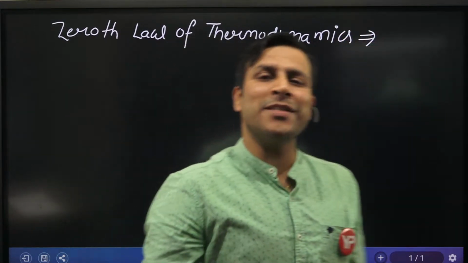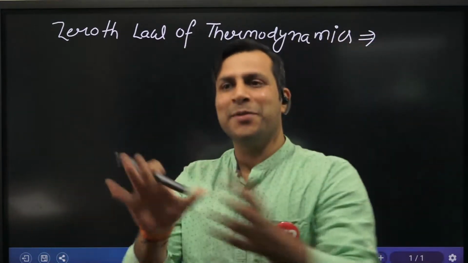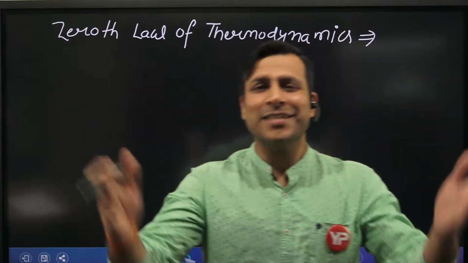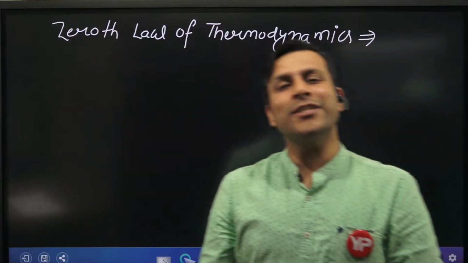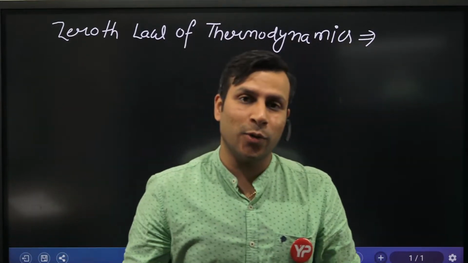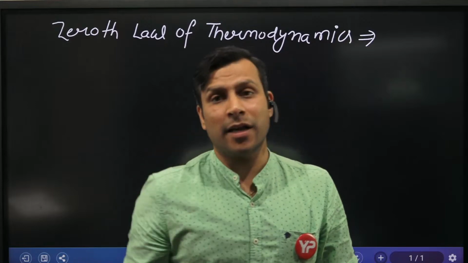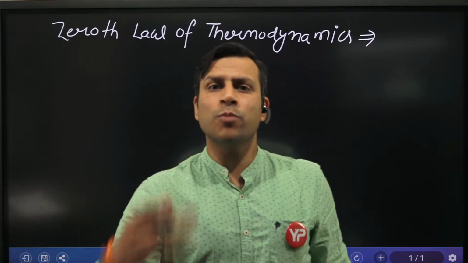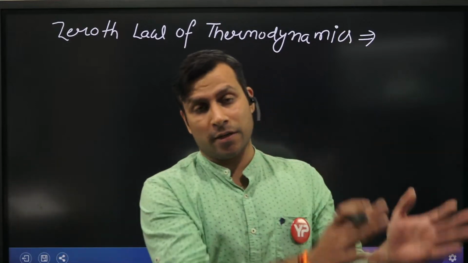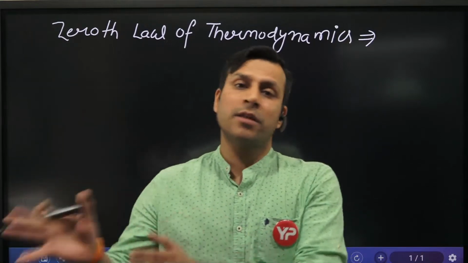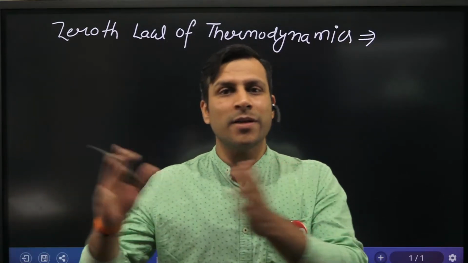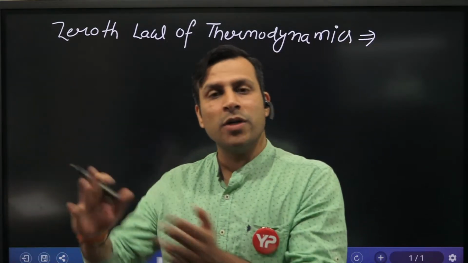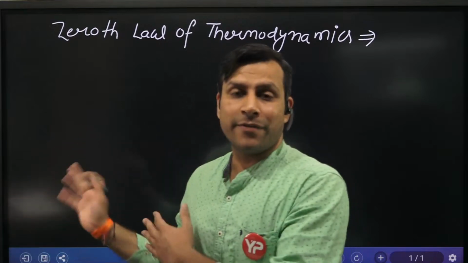People generally say, sir, body A is in equilibrium with B, body B is in equilibrium with C, and they define this law like this. But this is not the way to define the zeroth law, because this is the simplest thing. 90% of mechanical engineers mention thermodynamics as their favorite subject. So what are the important questions? What is the zeroth law, what is the first law, what is the second law? People generally define it like that.